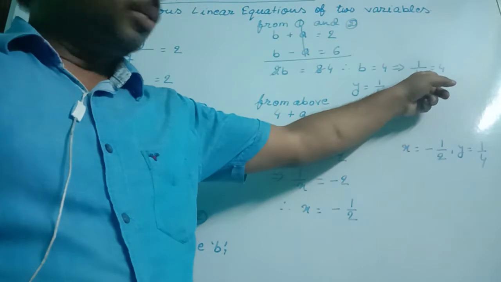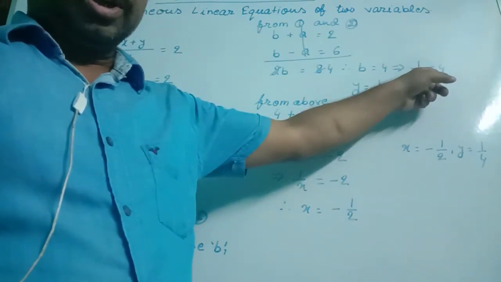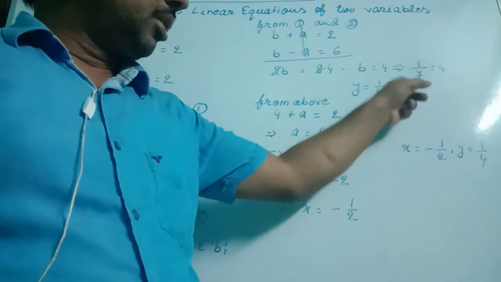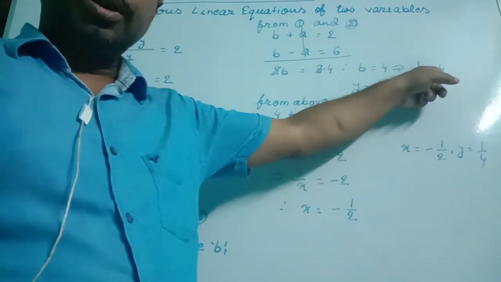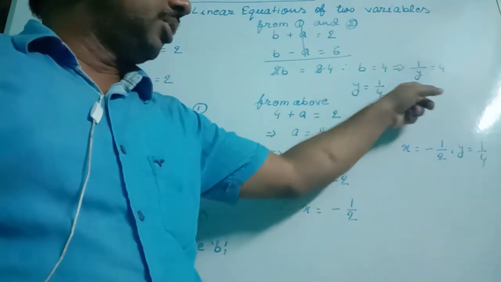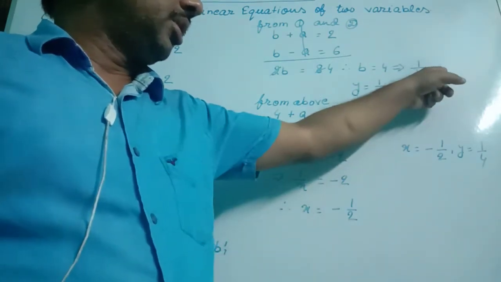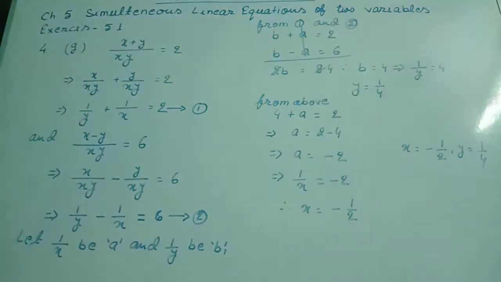and we have considered b equal to 1 by y, so 1 by y equal to 4. So to get the value of y, we will write the reciprocal of this, then y will go up. Similarly, we will write the reciprocal this side also. Reciprocal of 4 will be 1 by 4. Reciprocal of this became y, and reciprocal of 4 became 1 by 4. So the value of y equal to 1 by 4.